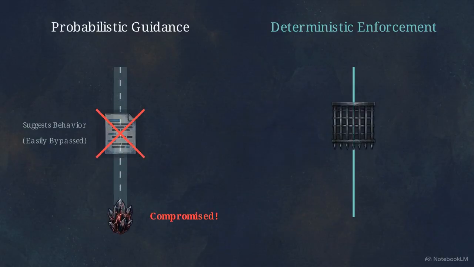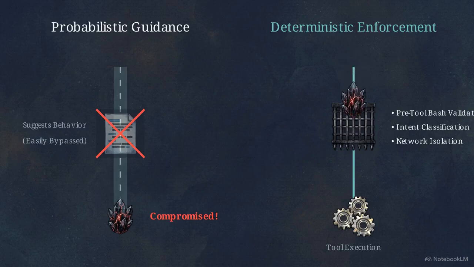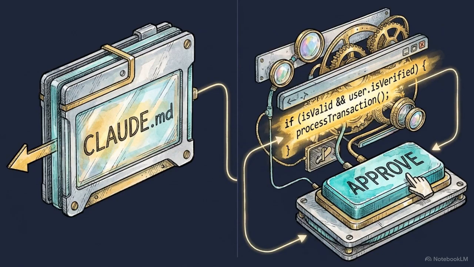The rigid gate represents deterministic enforcement. This means implementing strict bash validators, mathematical intent classification, and hard model context protocol network isolation before a tool is ever allowed to execute. To support this deterministic model, continuous integration pipelines must evolve. Context files must be treated exactly like application source code, requiring formal pull request reviews by senior security architects for even a single line change.